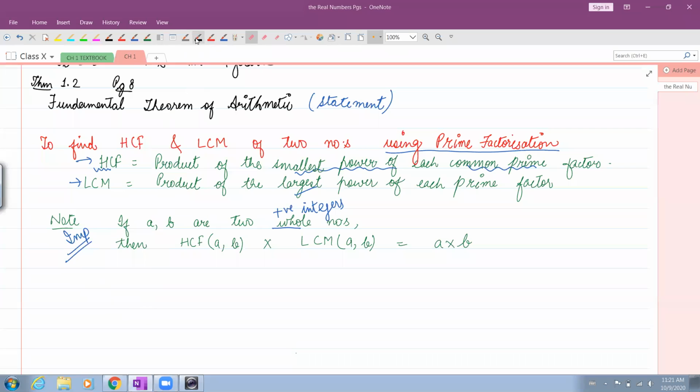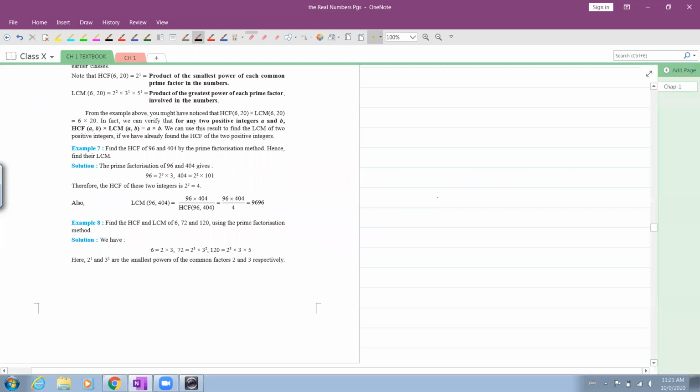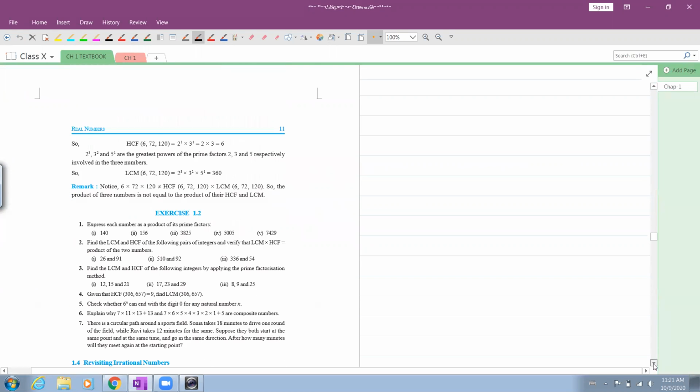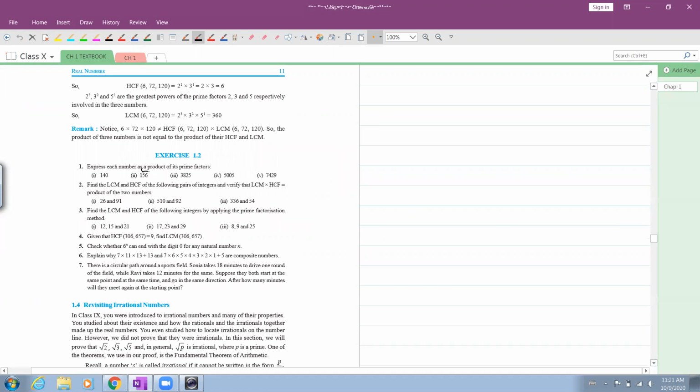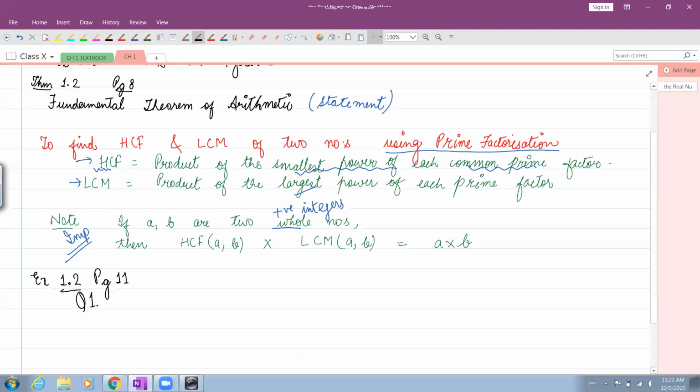Let's just start with the questions from the exercise. Exercise 1.2, it's on page number 11. Question number 1, you have to find out the prime factorization for each of the numbers given to you. And the question says express each of the following numbers as the product of prime factors. So this statement should tell you to do the prime factorization of each of the numbers. So जो काम आपने बचपन में किया था अभी आपको वही करना है, and you have to show the prime factorization in the fair work.